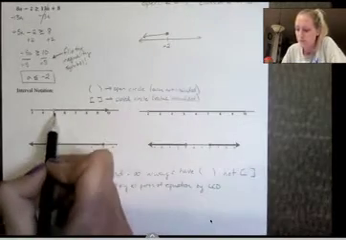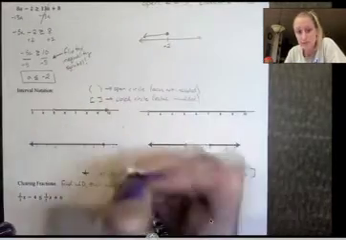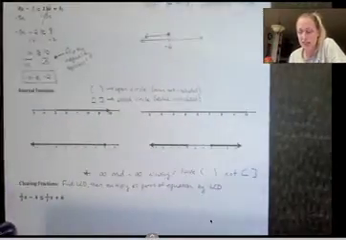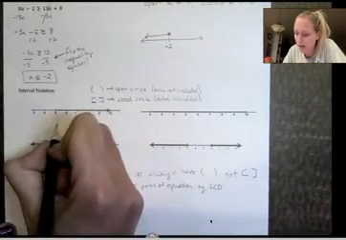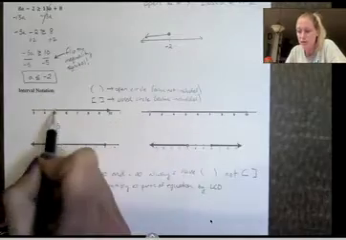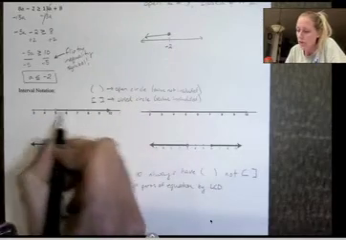So in this problem, we always do left to right. So lowest value on the left, highest value on the right. So 5 is the lowest value. It has a parenthesis because it's an open circle. And then it goes forever to the right.